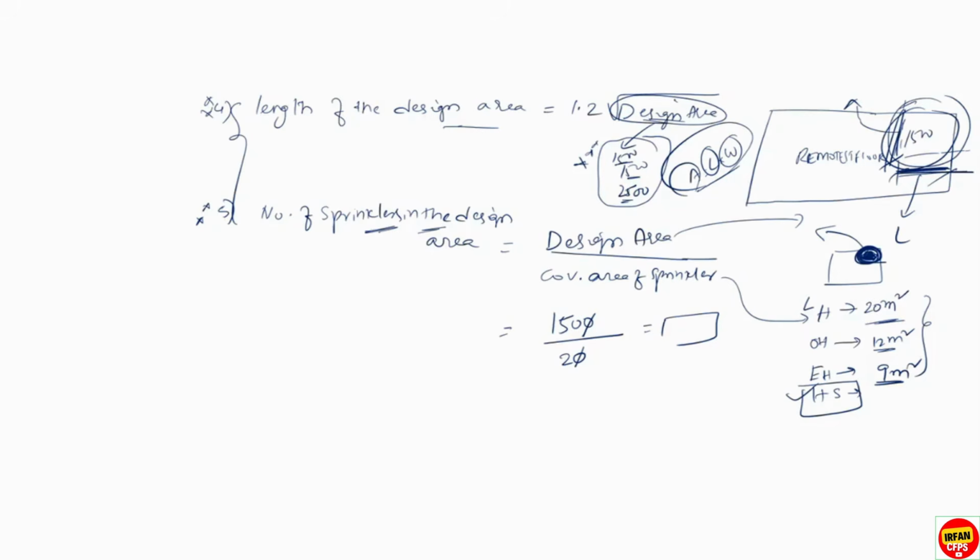So 150 divided by 2, we are getting 75. Yeah, but the point is that here the units are square feet, right? But this is 20 square meter. So you cannot mix square feet and square meter. Both units are different. So what you need to do: 1500 square feet divided by, you need to convert 20 square meter to square feet.